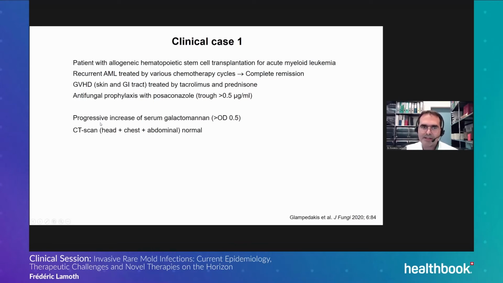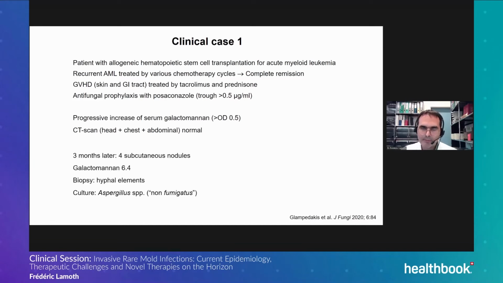Nonetheless, we observed that she had an increase of serum galactomannan while she was completely asymptomatic, no fever, and she was well and followed at the outpatient clinic. There was a complete CT scan, head, chest, abdominal, everything normal. So a dermatologist said, okay, it's probably a false positive galactomannan. But 3 months later, this person came back to the consultation and she was still fine, no fever, but she complained of 4 subcutaneous nodules that were painful in the back and on the shoulder. Galactomannan at this time was 6.4, and the biopsy of these nodules showed hyphal elements.